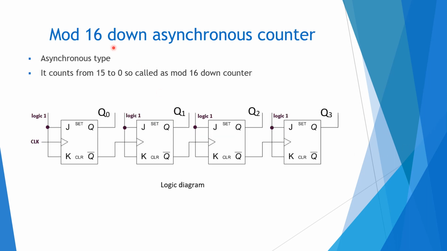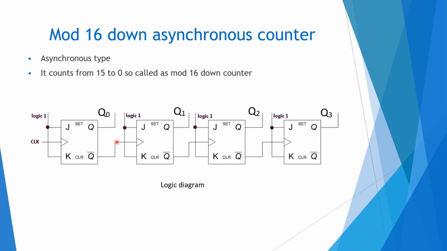So let us now see the mode 16 down asynchronous counter. Here there is a little difference from the mode 16 up asynchronous counter. It counts from 15 to 0, so it is called a mode 16 down counter. Here the second flip-flop's clock input is taken from Q bar of the previous flip-flop. You can see here the clock input is the Q bar of the previous flip-flop. Again, with the same logic, they are cascaded to each other.